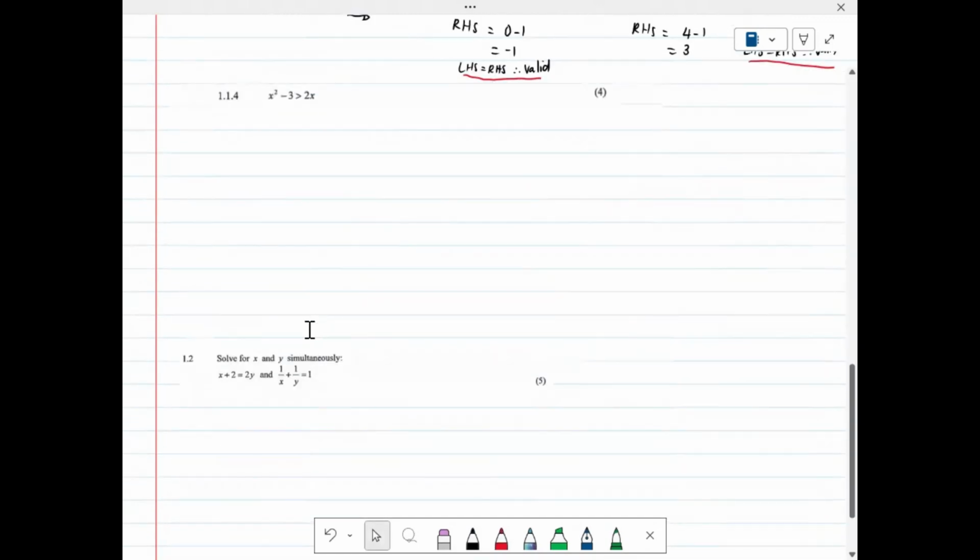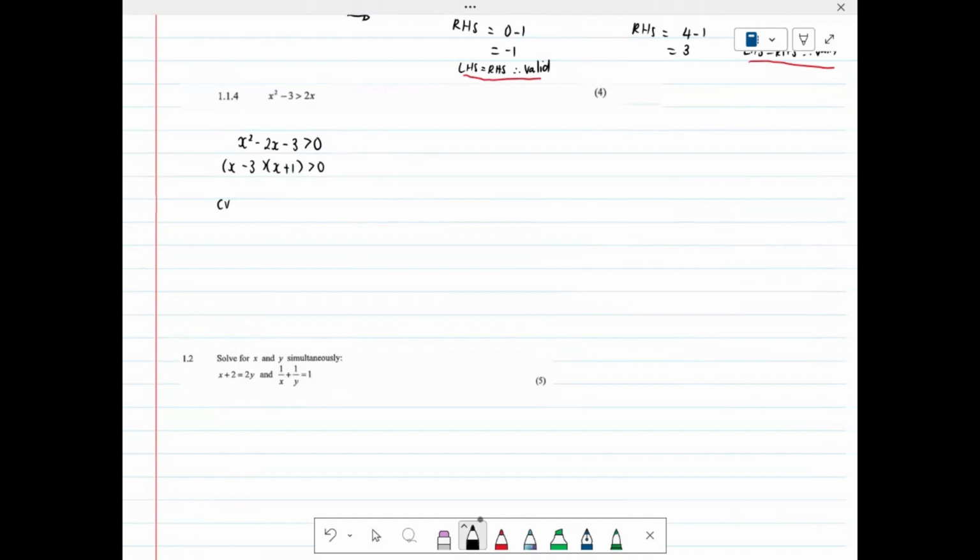The next question we have is an inequality. It's a quadratic inequality. To solve a quadratic inequality, we follow the same steps as we make one side equal to 0. So I'm taking the 2x over. You factorize your quadratic equation. So here we are looking for the factors of 3 that give us minus 2. So it's minus 3 and plus 1.